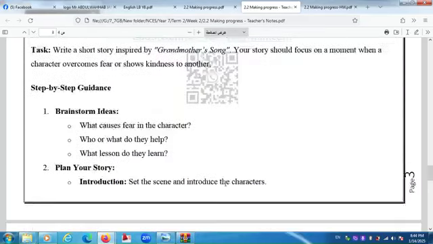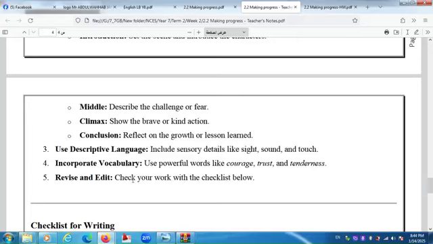It is important to use descriptive language and to incorporate vocabulary from the text, those 5 or 6 words. Include them in your writing, please. And revise and edit to check your work with the checklist before submitting it.